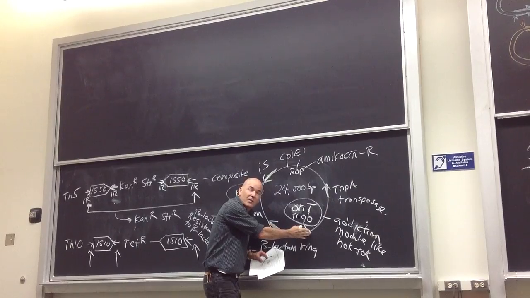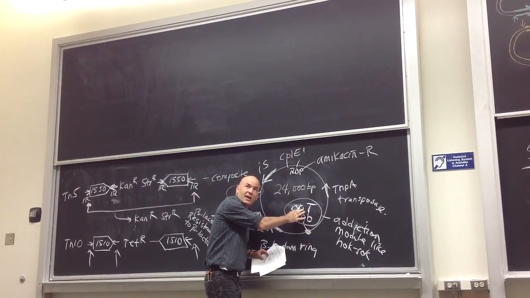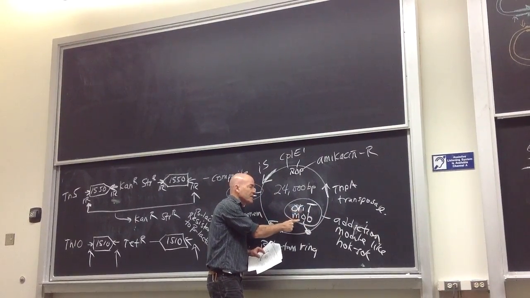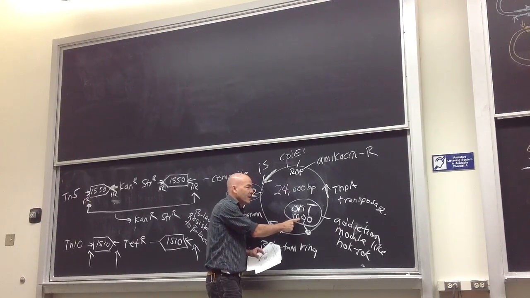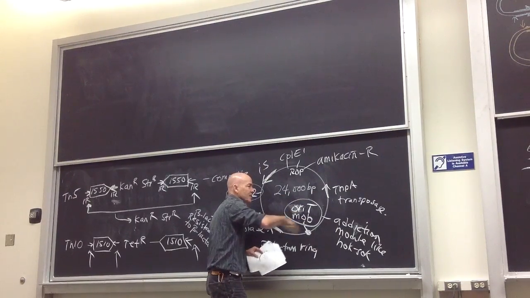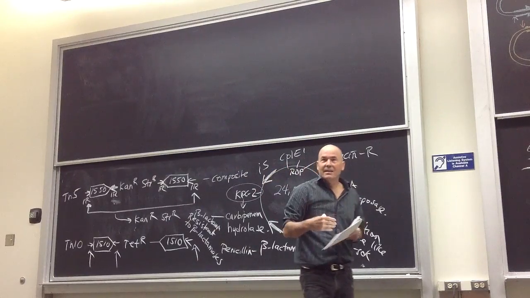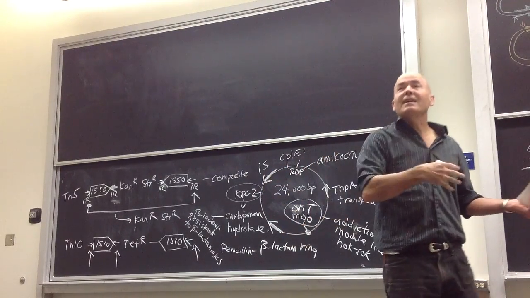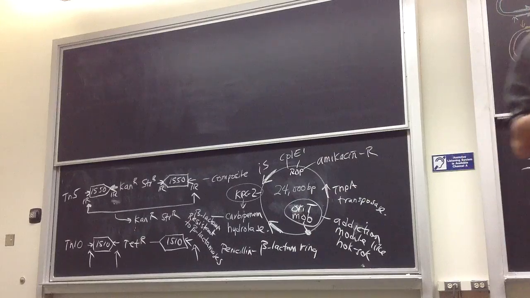I talked to you about rolling circle replication. That's the initial cut. It is made at ORI-T, also known as a MOB site for mobilization. That allows this plasmid to be mobilized, mated to other bacteria. So it can move by mating. Okay? There's a mating system. We'll talk about how that works.